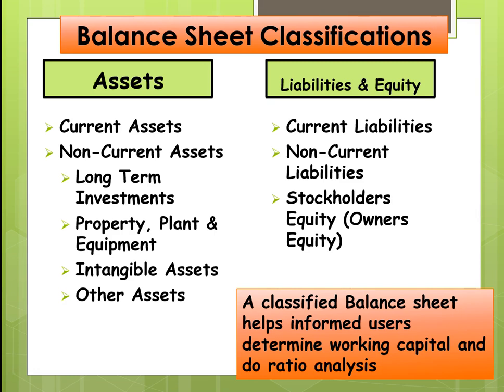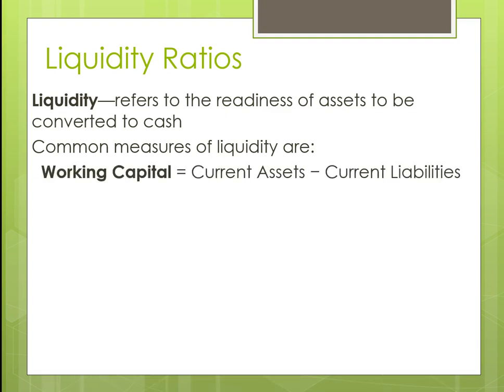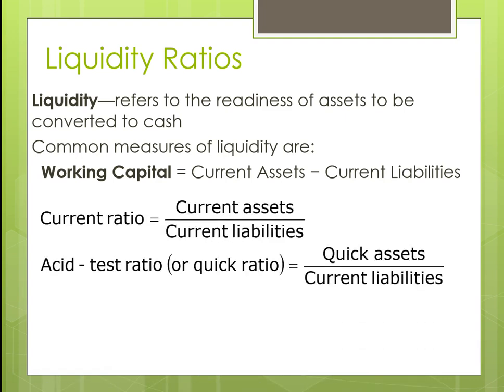Now we'll look at some problems. First, I wanted to go over a few ratios with you because you have to do this part of your homework, and I wanted to show you how to do them. So, liquidity refers to the readiness of assets to be converted to cash. Common measurements are working capital. It is current assets minus current liabilities. We also have what's called the current ratio. It's current assets divided by current liabilities.